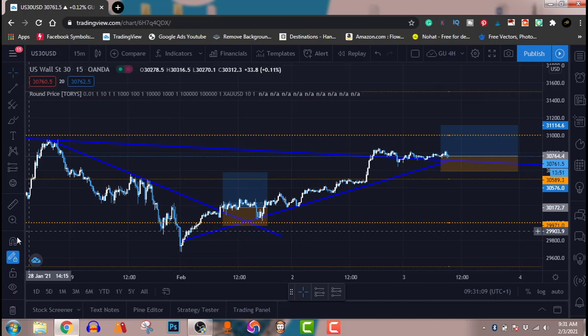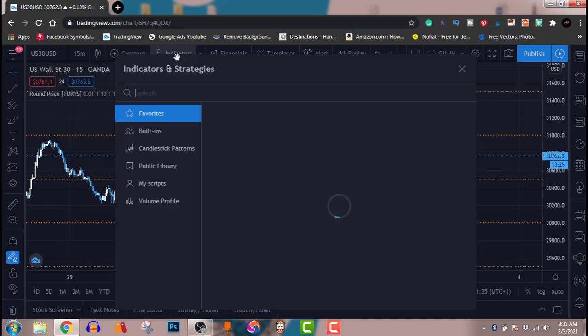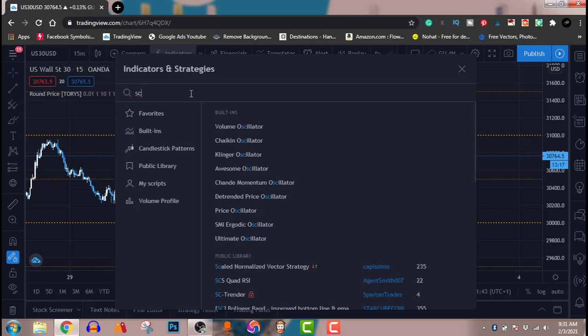We are backtesting another strategy, and this time it's called the Schaff trend cycle. Yes, it's spelled SCHAFF trend cycle. So I'm going to bring it onto my chart, go to indicators and look for Schaff trend cycle.